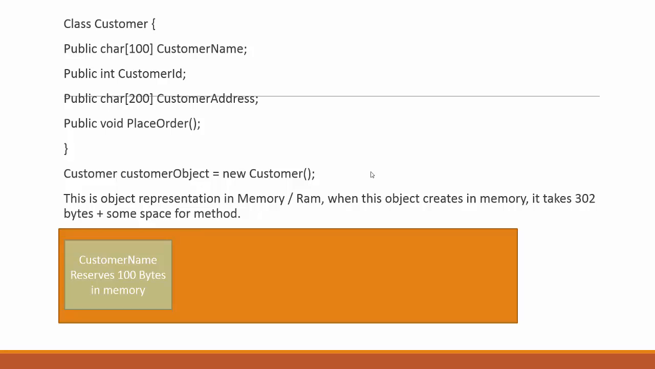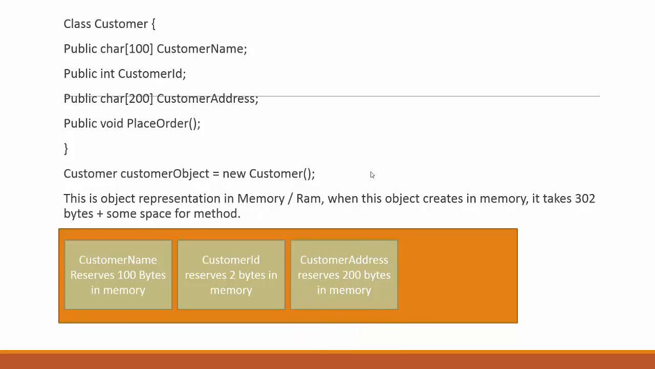So it will reserve 100 bytes in memory for the customer name field, and then it will reserve 2 bytes for customer ID because customer ID is of type int, integer, and then it will reserve 200 bytes for customer address, and at the end it will reserve some place for the method, which is place order. So when this reservation is done in memory, we can say that an instance of the customer class is created, right?